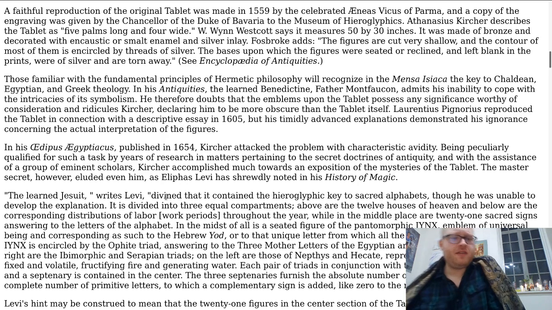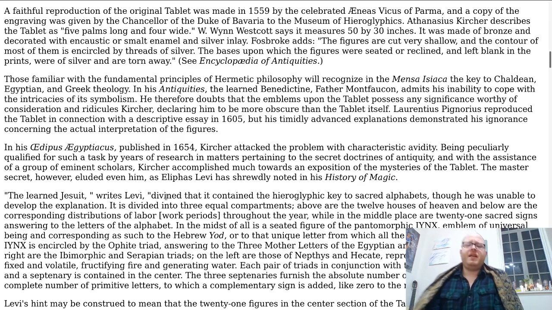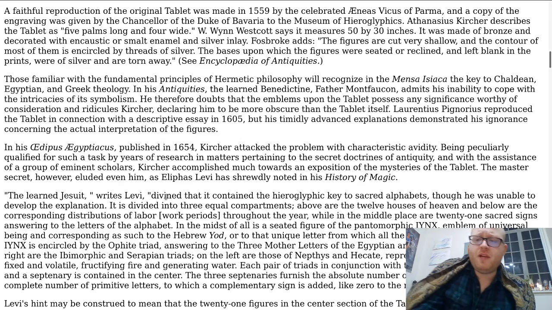The learned Jesuit, writes Levi, divined that it contained the hieroglyphic key to sacred alphabets, though he was unable to develop the explanation. It is divided into 3 equal compartments. Above are the 12 houses of heaven, and below are the corresponding distributions of labor, which are the work periods throughout the year, while in the middle place are 21 sacred signs answering to the letters of the alphabet, the 22 letters of the Hebrew alphabet.